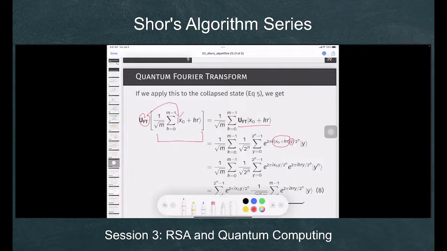By law of exponent, you can actually turn this into these 2 factors. The first factor here is due to this one, and this one here is due to e to the 2 pi i multiplied by kr y. So now you have separated it.